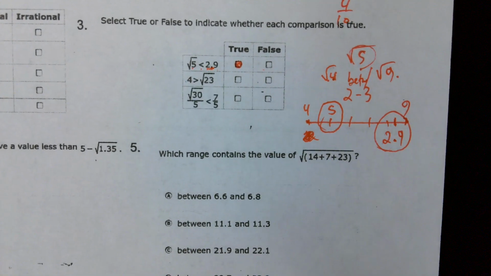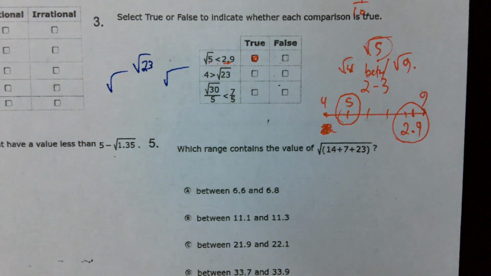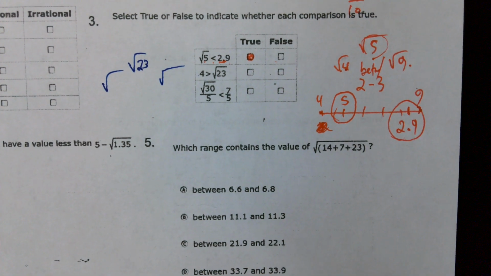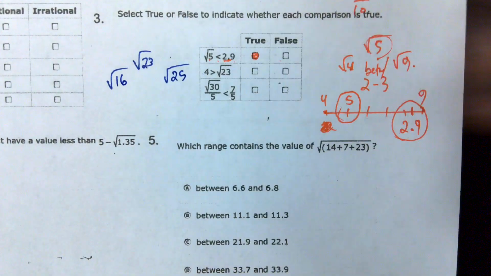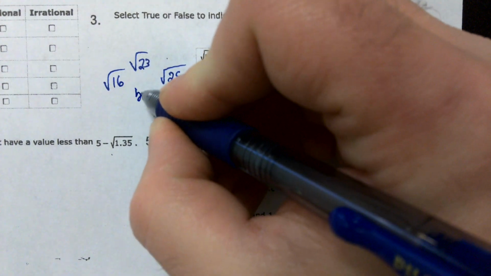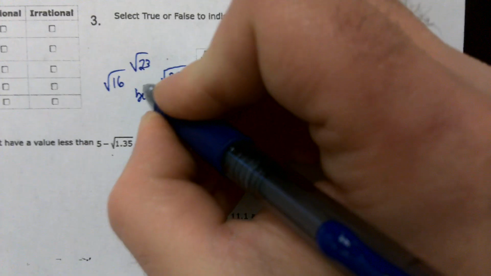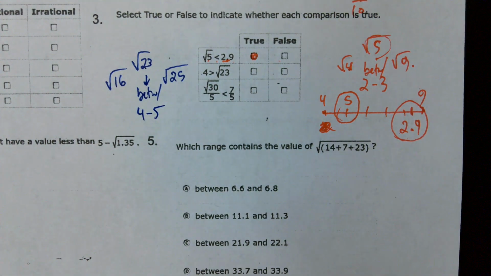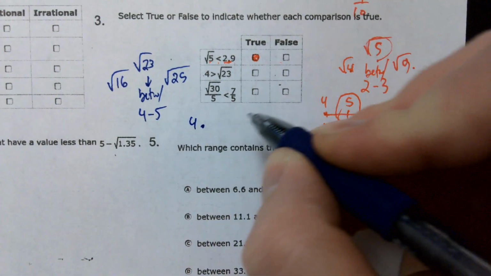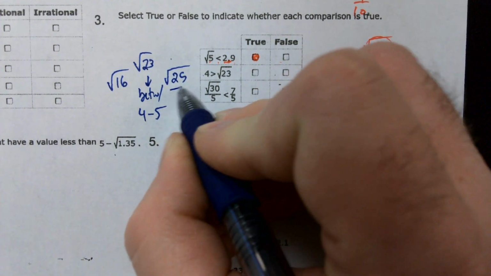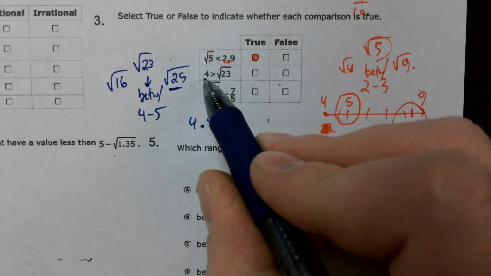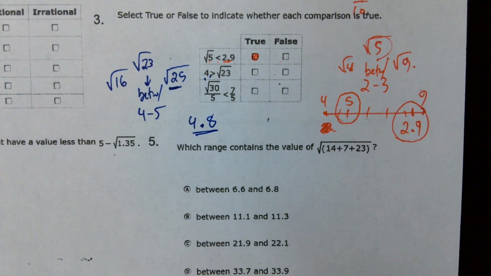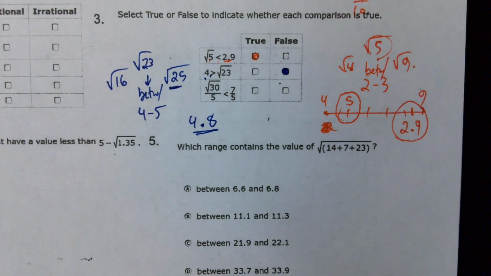For this one, 4 is greater than the square root of 23. Well, where does the square root of 23 fall in between? What's the closest perfect square to 23? 25. So it's in between 16 and 25, which means this is between what? 4 and 5. So the square root of 23 is 4 point something. It's way closer to 5, so my decimal is going to be bigger. Let's just say it's 4.8. Is 4 greater than 4.8? No, 4.8 is greater. So that second one would be false.